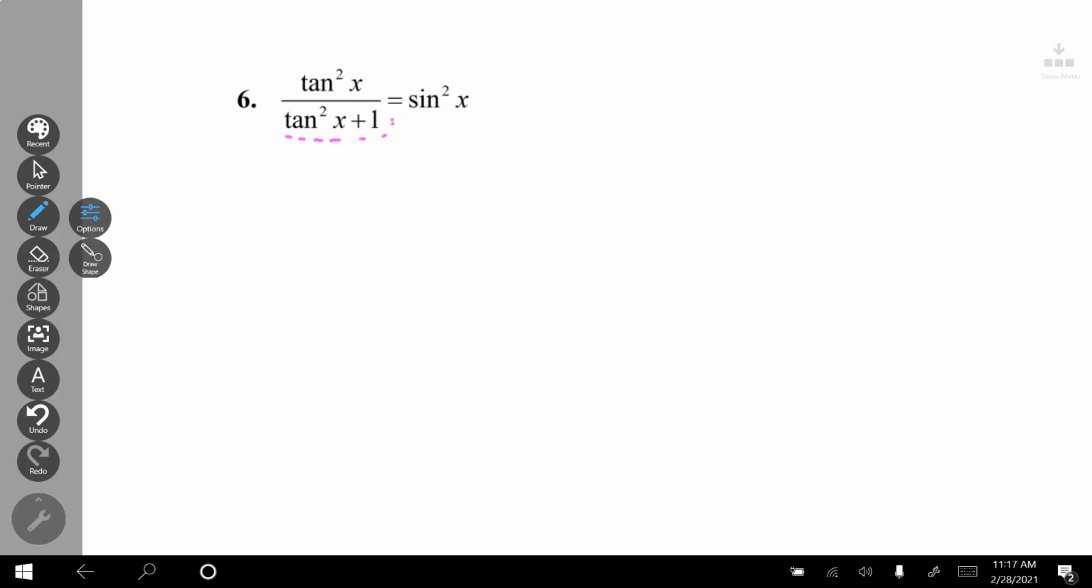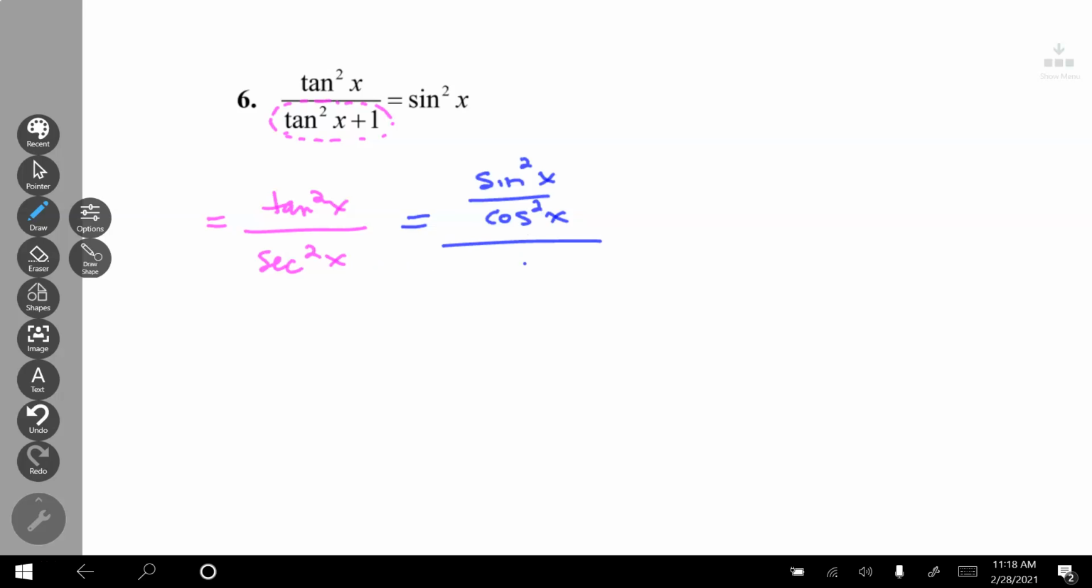Well, I see this, tangent squared of x plus 1. I remember that's on that summary sheet. So right now I have tangent squared of x over, this becomes secant squared of x. And then I decide, let me rewrite things with sines and cosines. Well, tangent is sine over cosine. So tangent squared is sine squared over cosine squared, divided by, this is going to be 1 over cosine squared of x.